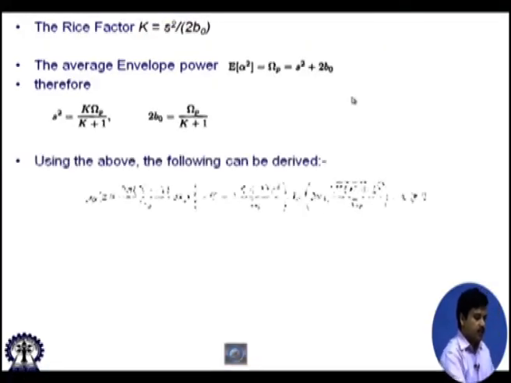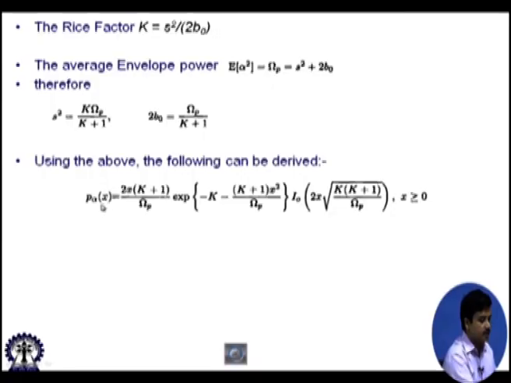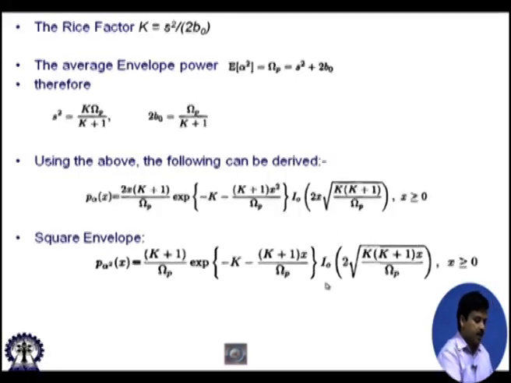Using these expressions, you could expand the earlier expression shown in the previous slide, which looks a bit cumbersome, but it's straightforward. We had e to the power of minus of x squared plus s squared by omega p, and I0 of x times s. So, s can be expressed from this and B0 can be expressed from this. If you replace these expressions into the previous one, you are going to end up with this. And the squared envelope has a distribution as described by this particular expression. It is a bit cumbersome.